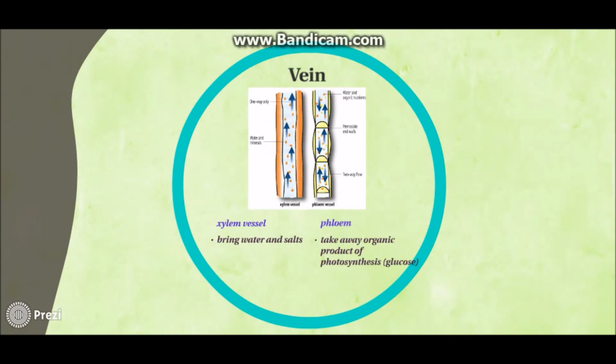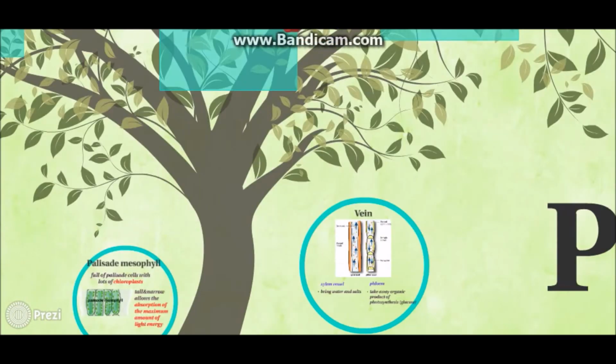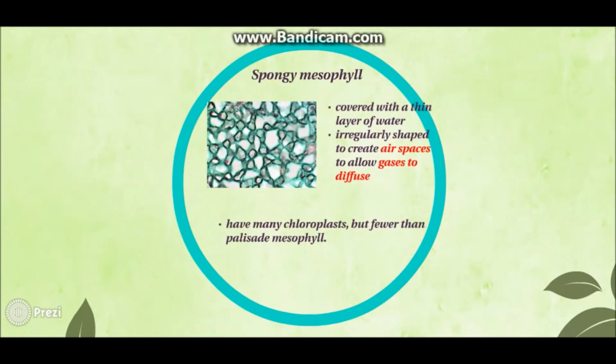Veins. Vein contains xylem vessels that bring water and salt to the leaf, and phloem tubes that take away organic products of photosynthesis such as glucose. The sponge mesophyll cells are covered with a thin layer of water and are irregularly shaped to create air spaces to allow gases to diffuse, and have many chloroplasts, but fewer than the palisade mesophyll. The air spaces are saturated with water vapor, so water diffuses out of the leaf.